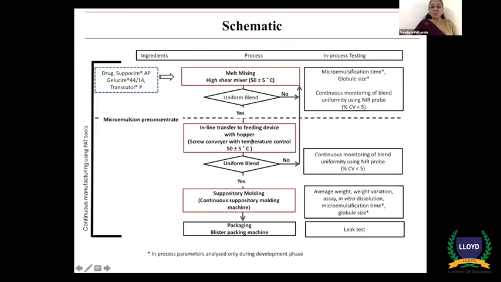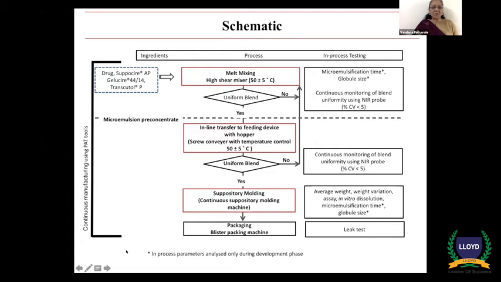One needs to, of course, control the temperature, which is very important because the suppository base should not be overheated. Once this is done, it goes to the suppository molding machine, which is a continuous suppository molding machine. And from there on, it will be going for packaging. So there are in-process testings, which I have mentioned here at each stage. For some kinds of suppositories, we have done work on controlled release suppositories also. For some, you can have viscosity as an online parameter too.